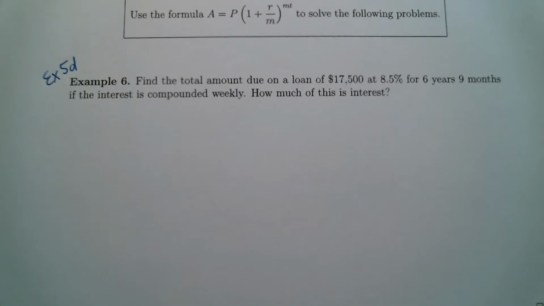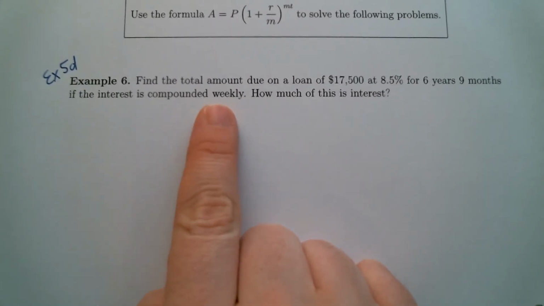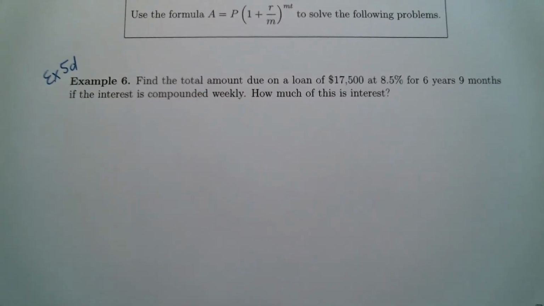This is not a simple interest problem because you see the phrase compounded weekly in there. So that makes it not simple interest. And it is a compound interest formula and not future value of an annuity because you are borrowing one lump sum here. So we have a couple of things to figure out here. We need to figure out the total amount due on this loan.